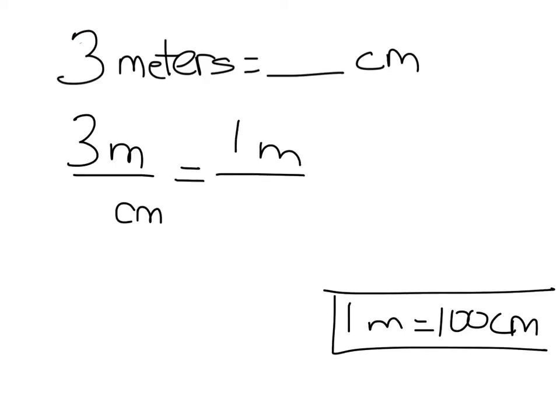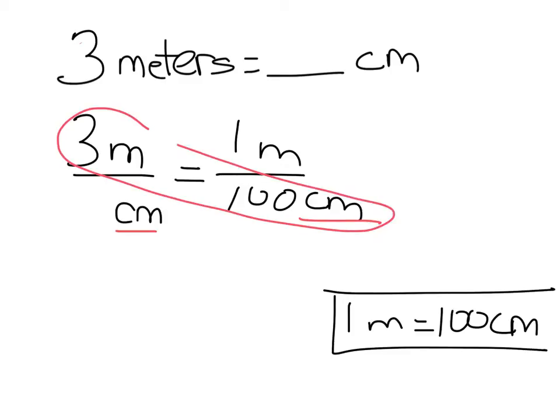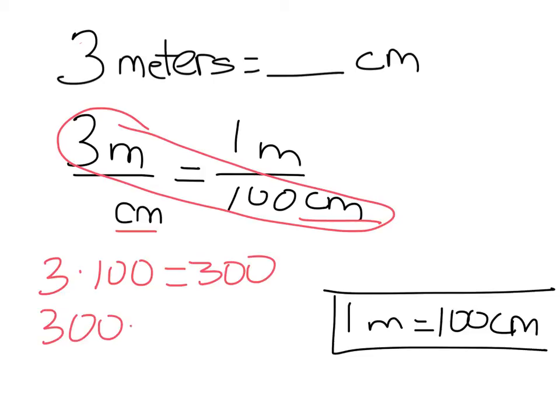So 1 meter equals 100 centimeters, making sure that all of my labels match. Centimeters was on the bottom. Now I'm going to cross multiply. 3 times 100 equals 300. And then I did not use the 1, and I'm going to do 300 divided by 1 equals 300, and therefore 3 meters equals 300 centimeters.